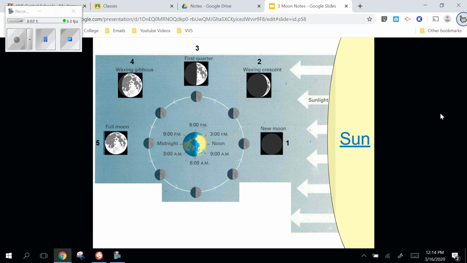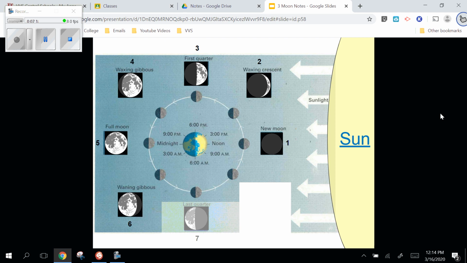Then we start seeing less. So now we're seeing a little less than a full moon. That's our waning gibbous. Seeing even less, that would be our last or third quarter. See even less, that would be our waning crescent, until eventually we're back to where we don't see any of it, and that's our new moon again.